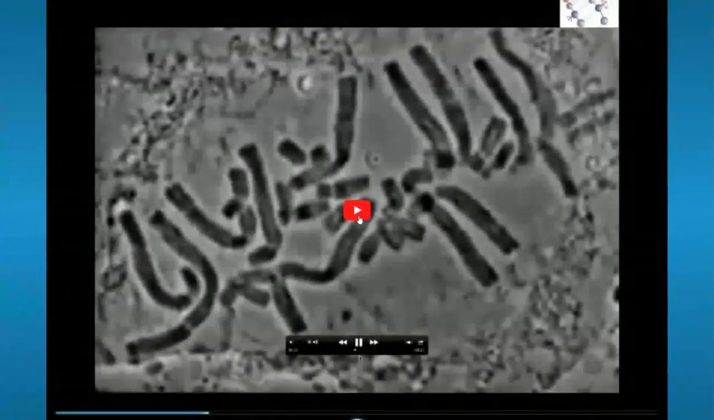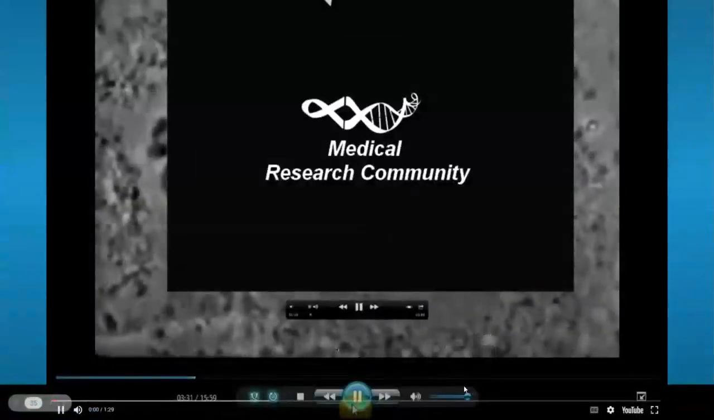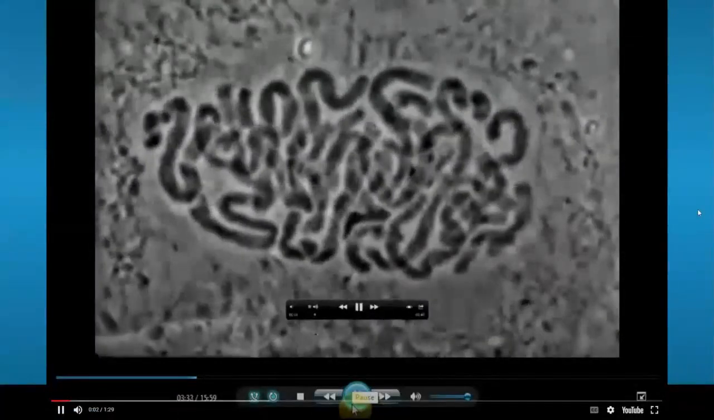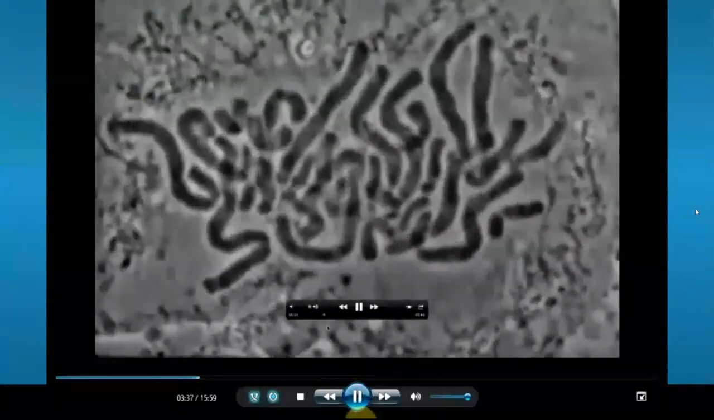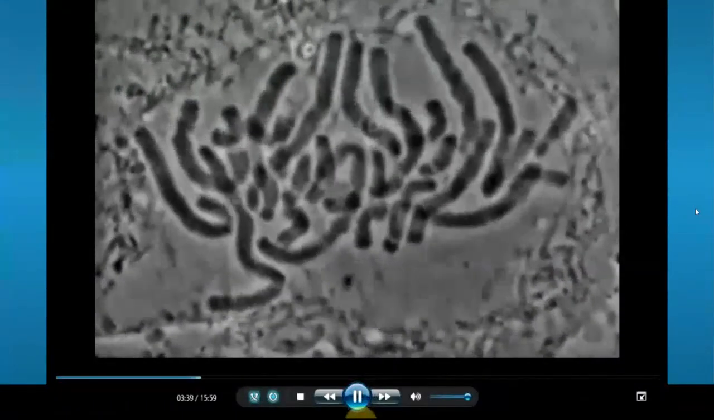Here, let's view a video of this happening in real time. There is no sound on this video, so you're not missing out on anything. But we're going to observe this actually happening in real time. Here we can see the cell. It has already gone through prophase, and I would call this metaphase.